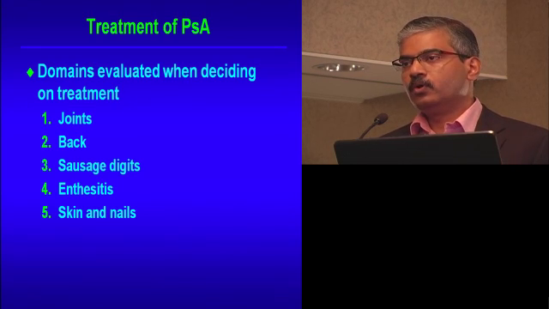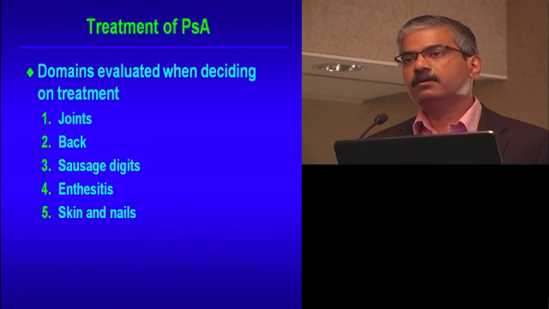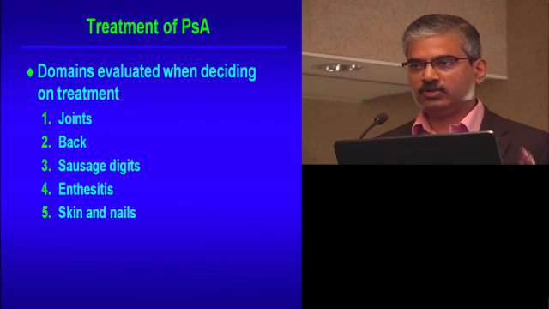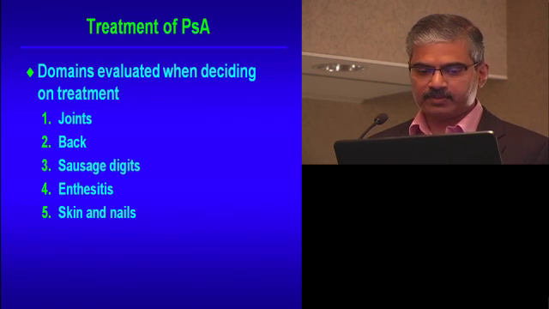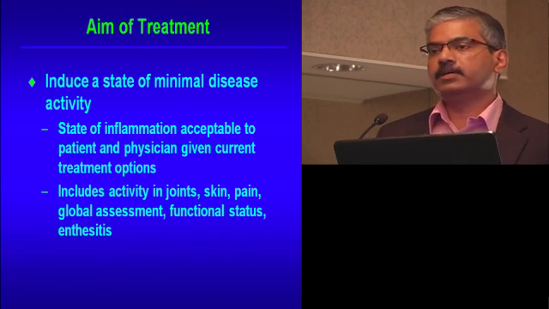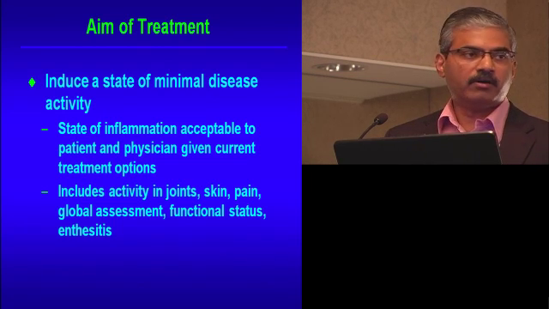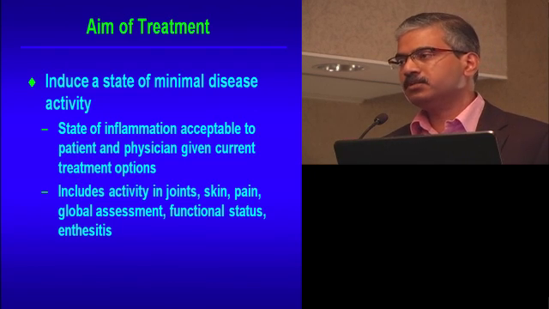So we have to assess these 5 domains and see how severe that is. Depending on whether one of these domains is very severe, then we say that you have severe psoriatic disease, and that has to be managed appropriately. So these are the 5 domains that should be looked at. I'm not sure if it's always looked at, but that's what we think we should do. And the aim of treatment is not just getting the number of joints down from 10 to 5, or a 50% improvement or 70% improvement that we're aiming for.